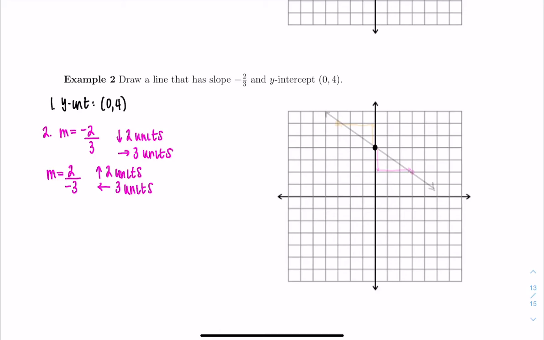So let's go ahead and show what the first direction looks like. We're going down 2 units, and then we're going to the right 3 units. Starting from the y-intercept, let's show the other direction. We go up 2 units and to the left 3 units. And so again, you can see that my points will all fall on the same line.